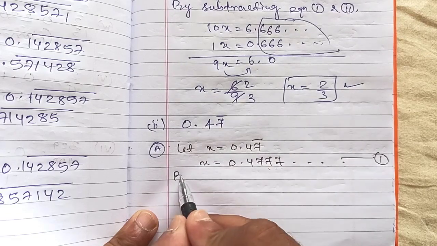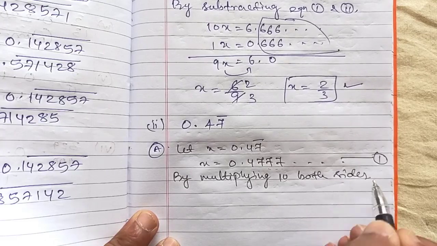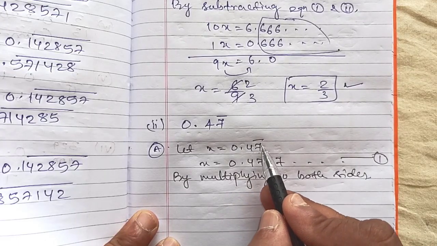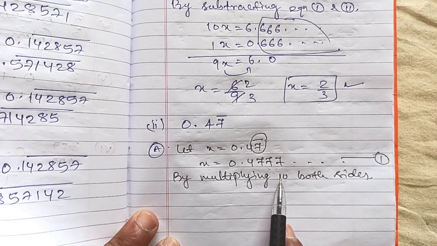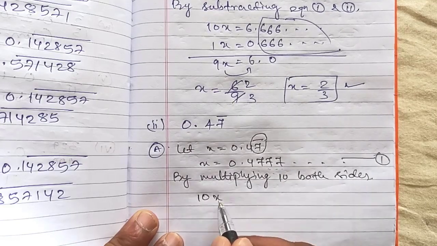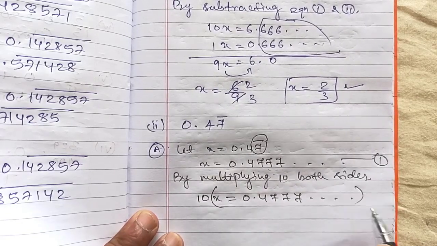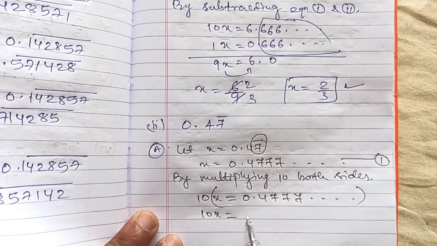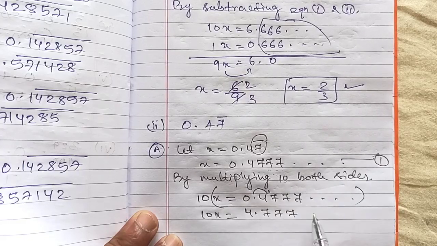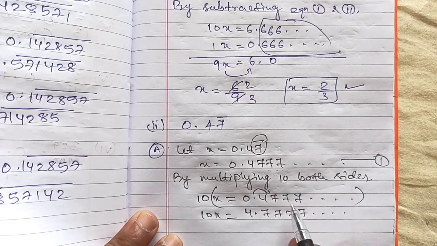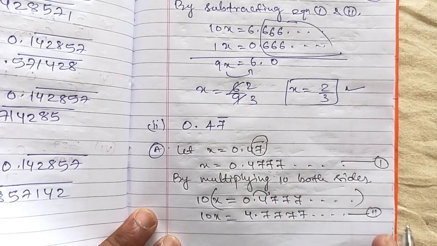Now we multiply 10 on both sides. Why will we multiply by 10 on both sides? Since there are 2 numbers but the bar is only on 7. That's why we will multiply 10 on both sides. So we will get 10 into x equals 0.4777 dotted. 10x equals, the decimal will go one step back, 4.777. 3 sevens were there, one more 7 we will write for subtraction. This is our equation 2.